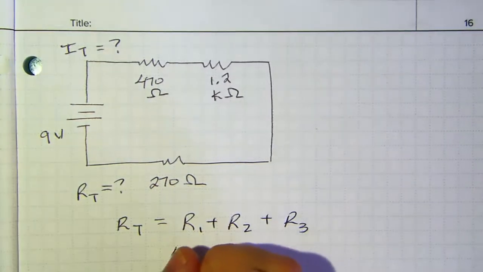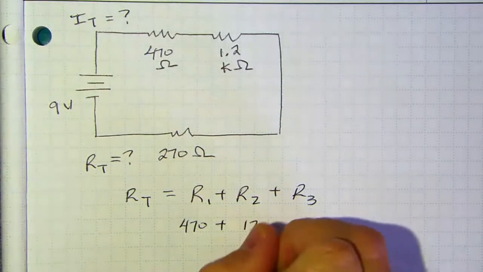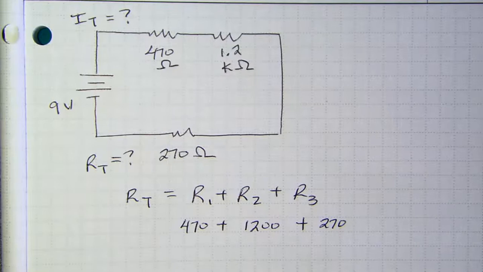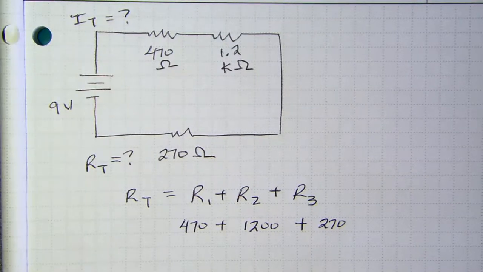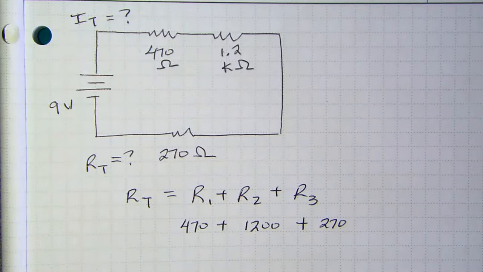You've got 470 plus 1.2 kilo, which means 1,200. And then R sub 3 is 270. So guys, right now for me, add those 3 numbers together and tell me what you got, because I don't know what that is. Let me see. Hey Siri, let's see if this works. Hey Siri, what is 470 plus 1,200 plus 270? 470 plus 1,200 plus 270 is 1,940. Yes, that's exactly what you guys said, right? 1940.